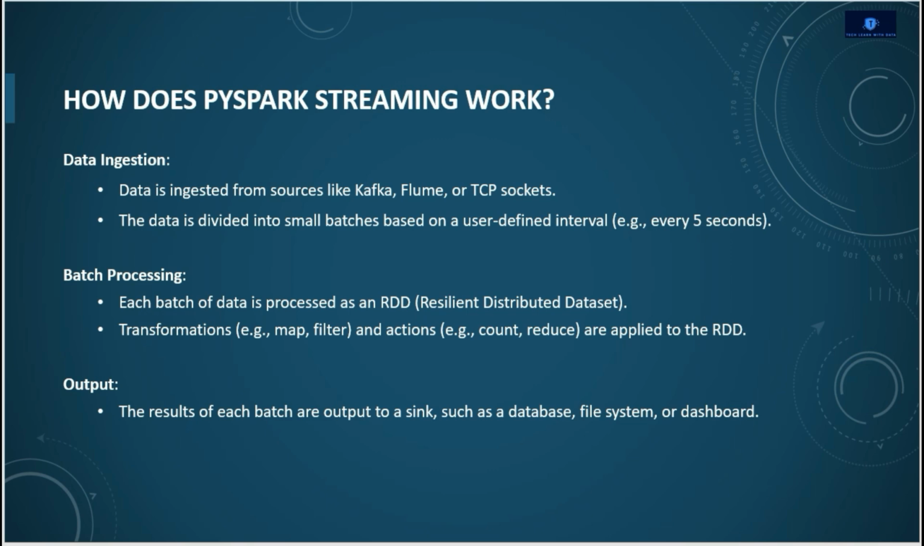Okay, second one is batch processing. Each batch of data is processed as an RDD, a resilient distributed dataset. Okay, transformations like map and filter, or actions like count and reduce, are applied to the RDD. Once data ingestion and batch processing are complete, it generates an output, which gives the result of each batch or sends it to a sink such as a database, file system, or a dashboard.